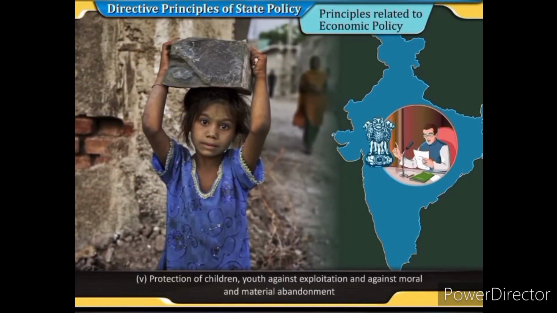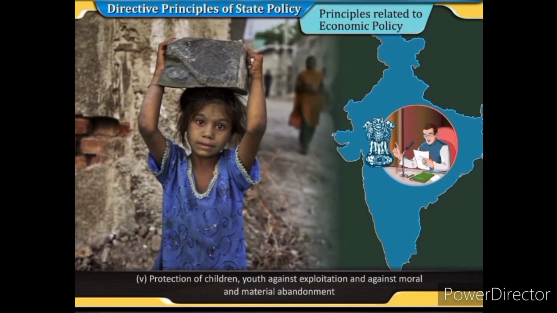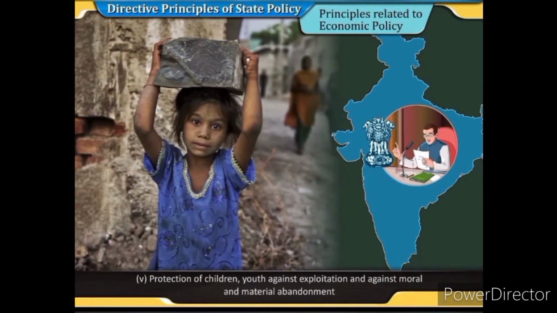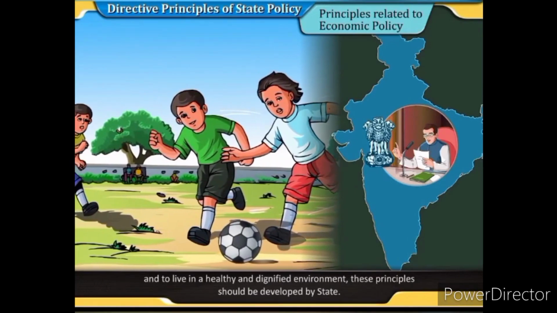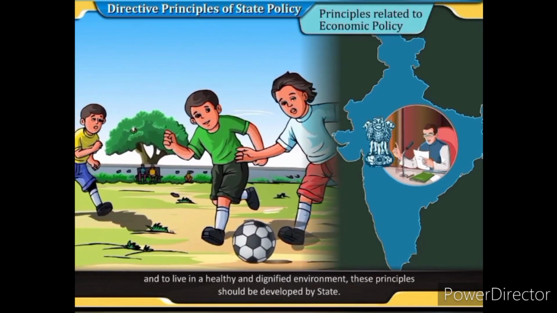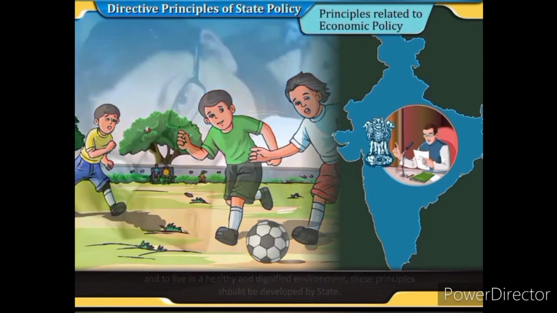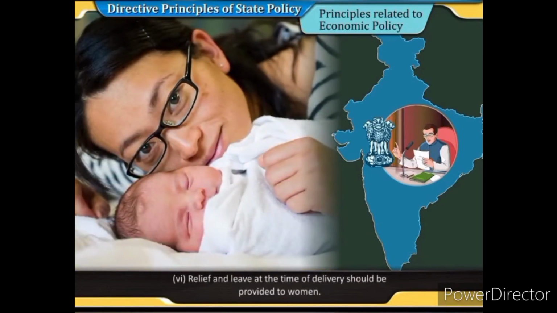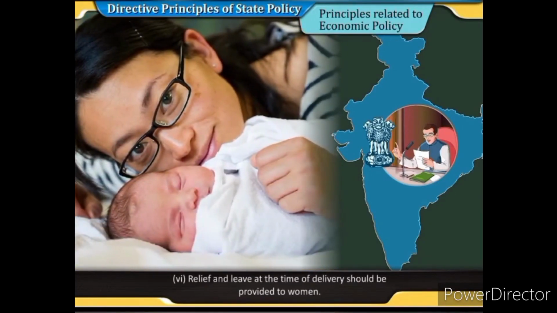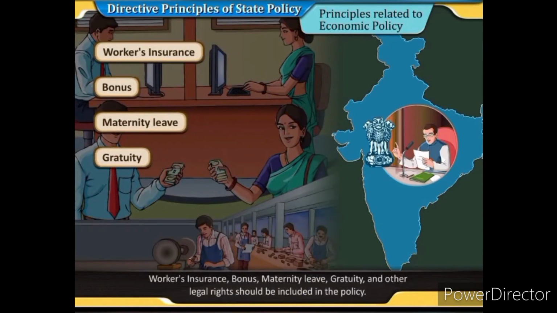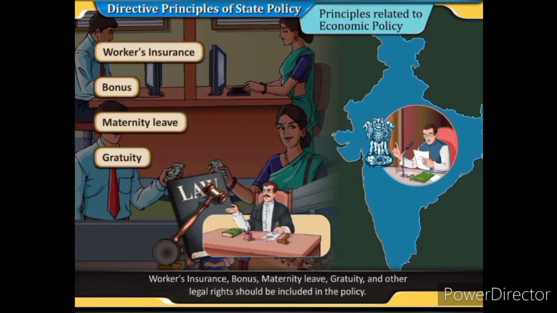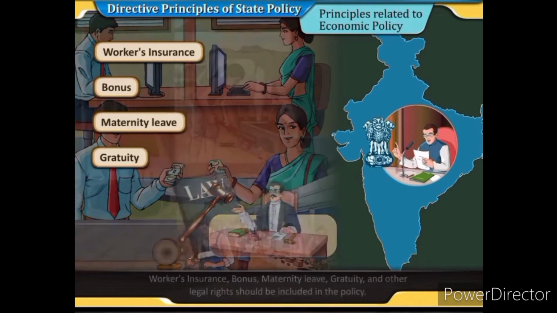Protection of children and youth against exploitation and against moral and material abandonment, and the conditions to live in a healthy and dignified environment, these principles should be developed by the state. Relief and leave at the time of delivery should be provided to women. Workers' insurance, bonus, maternity leave, gratuity and other legal rights should be included in the policy.